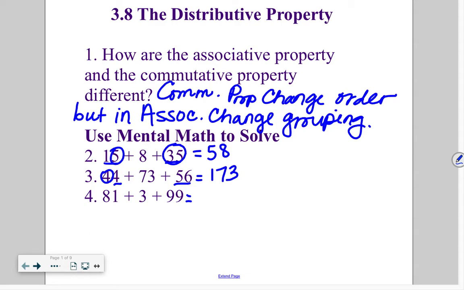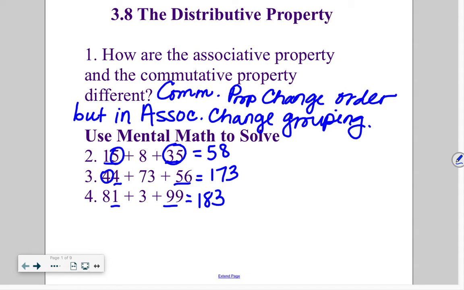Landon Sullivan, will you explain how you did it? I did 99 plus 3, and then I got 102, and then I added 81, and I got 183. Okay. Who else did that one? Did a different way. Lily, how did you do it? I took the 1 from the 81 and added it to the 99. Okay. So 100 plus 80 is 180, plus 3 is 183.